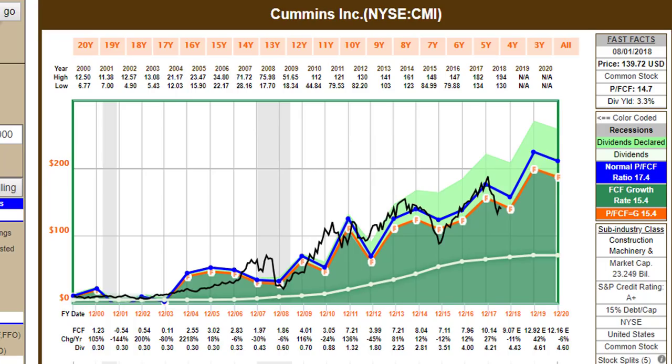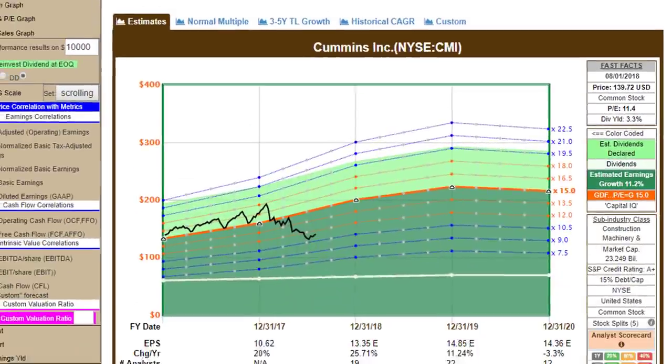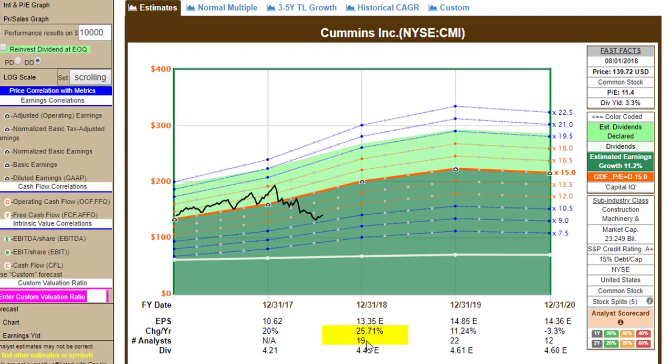Now, from a valuation perspective and looking forward, not looking in the rearview mirror, but looking forward, the leading analysts expect this company to grow earnings at 25.7% this year. There are 19 of them. They expect that to be followed up by 11%, and then they do expect that cyclicality to manifest to be a drop.